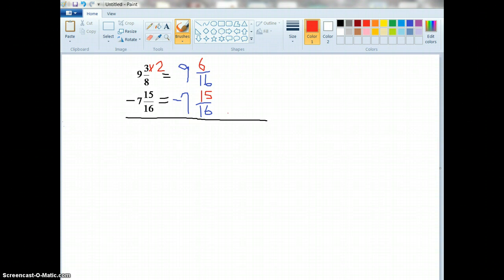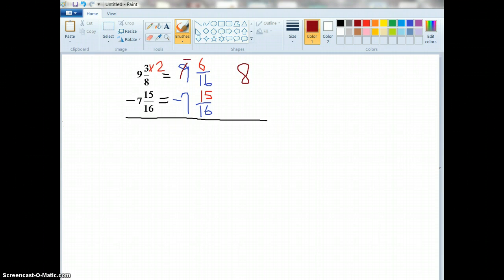Now, at this point, ask yourself, can 15 be subtracted from 6 and give you a positive number? No, so we have to borrow. What you do is borrow 1 from the 9, and we'll make that an 8.